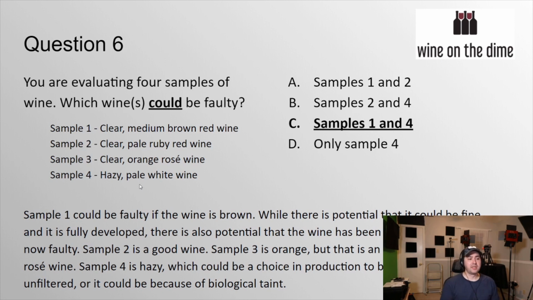So sample 2 is just a good wine. It's a clear, pale, ruby red wine. There's nothing wrong with that whatsoever. Sample 3 is orange. That can be an acceptable color for a rosé, so don't necessarily think because the wine is orange that it's a bad thing.